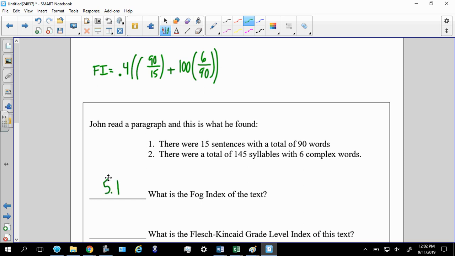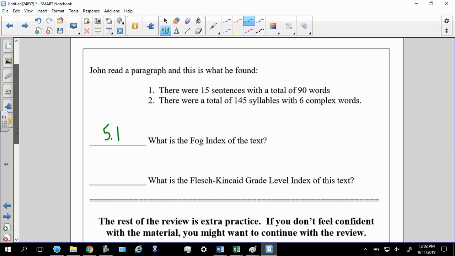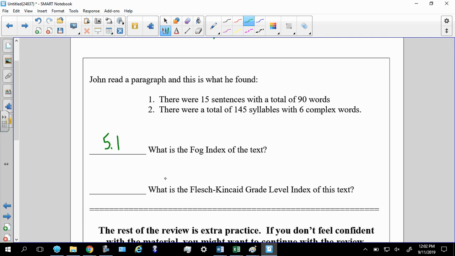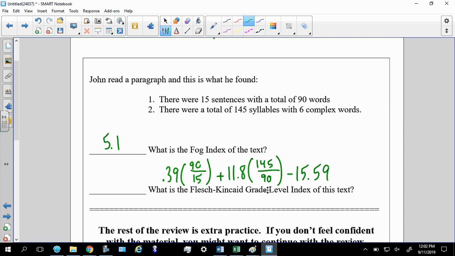All right. Now, the Flesch Kincaid one starts off with 0.39. The number of words is 90 again over the number of sentences, which is 15, plus 11.8. Remember, these numbers are non-negotiable. Number of syllables, 145, over the number of words, which is 90. Close parenthesis, minus 15.59. Remember, you can put all this into your calculator, do the math, and you get 5.8.